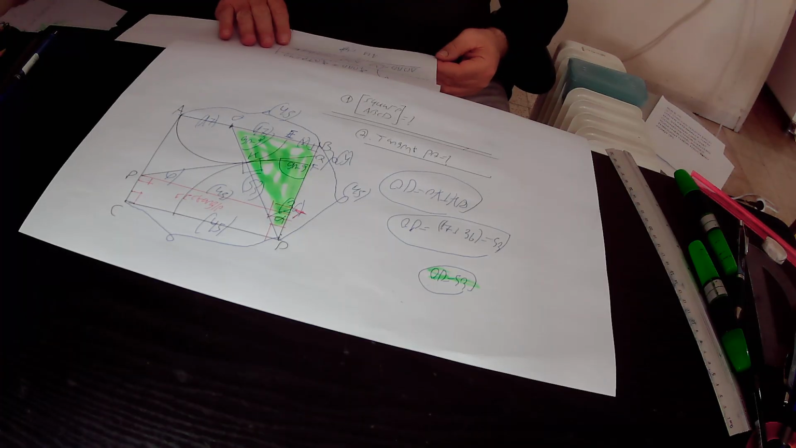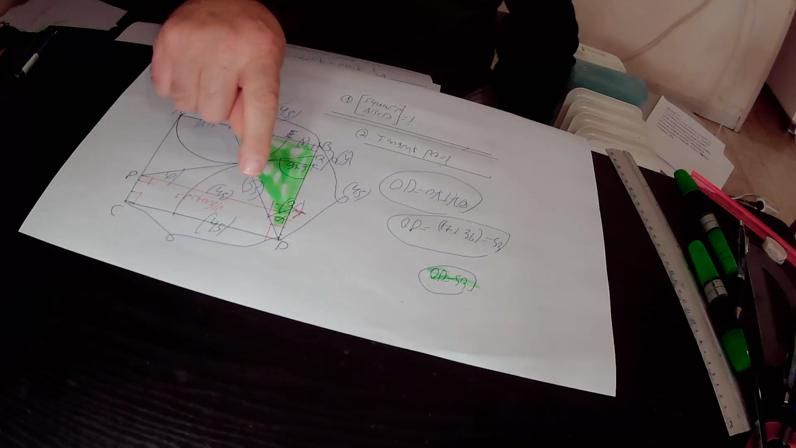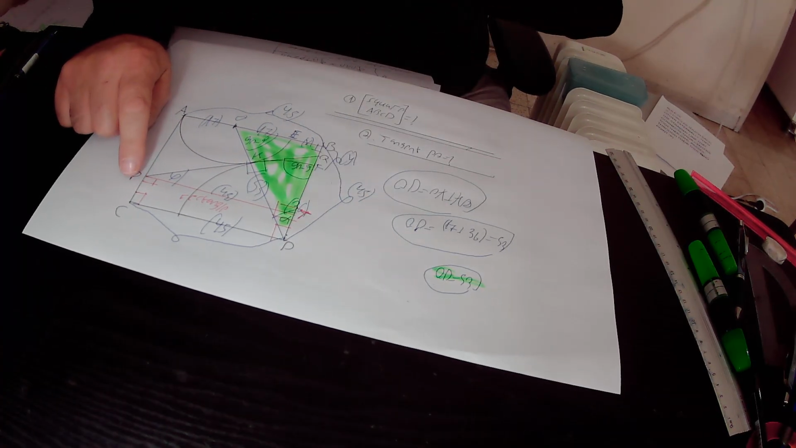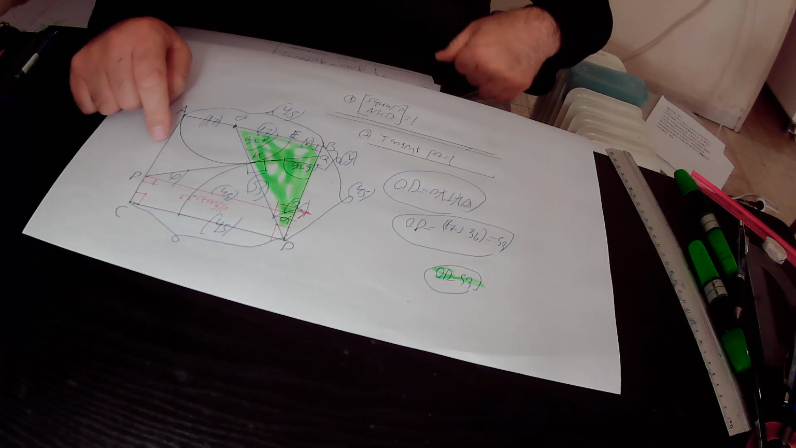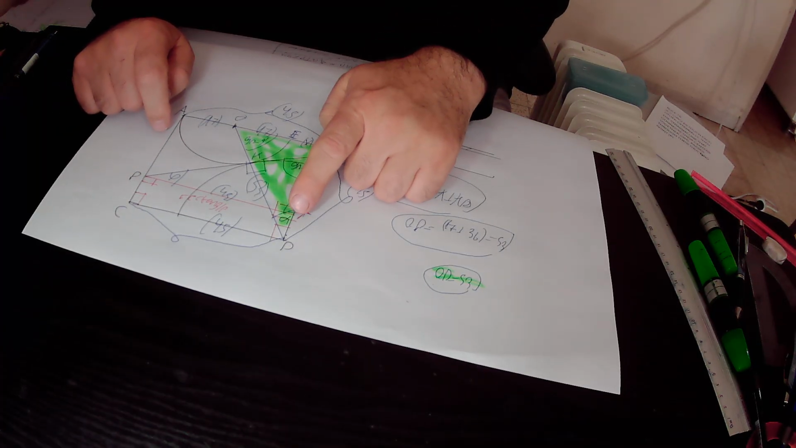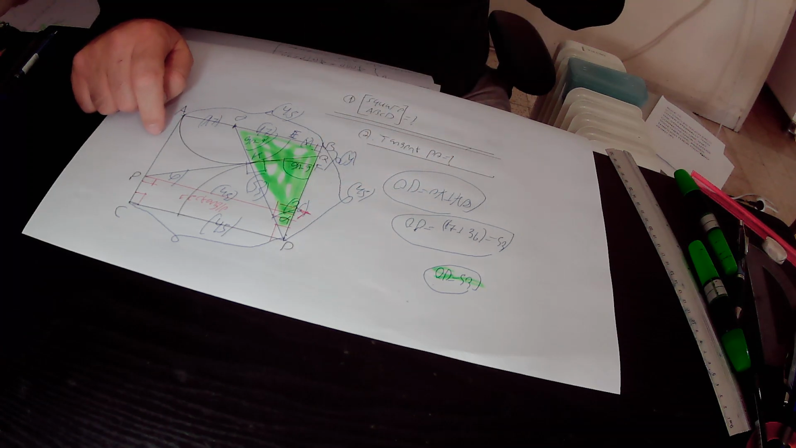By doing this construction, we created quadrilateral PTDC. In quadrilateral PTDC, those two angles are both right angles because they are two angles of square ABCD. This is the other angle from the construction.